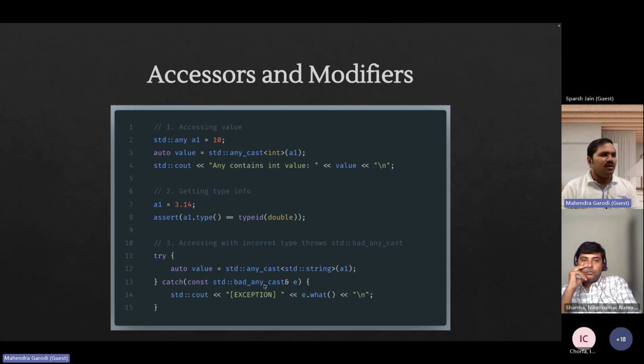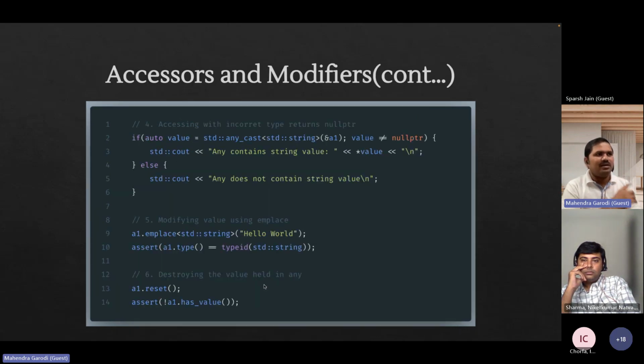As we had a similar thing in std variant, where we had two options, either we have exceptions or we have a null pointer getting returned. Similarly here we also have both. Same syntax as in get: there we were passing a variant, and get if we are passing a pointer. Similarly here with any cast, if you pass a pointer, it will return a pointer, and if the pointer is a null pointer, that means the type you are querying is not matching.